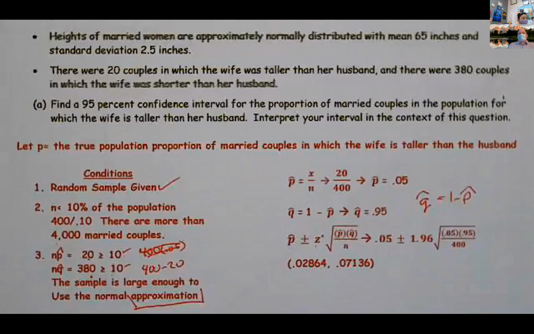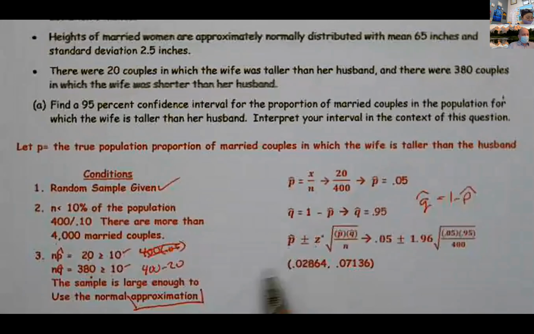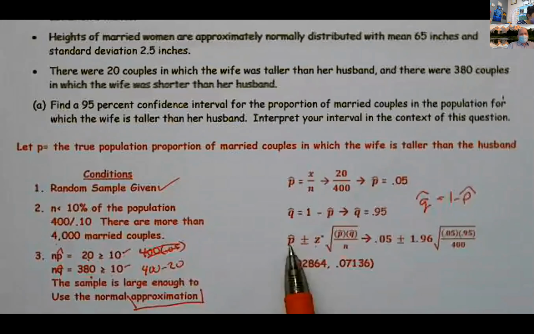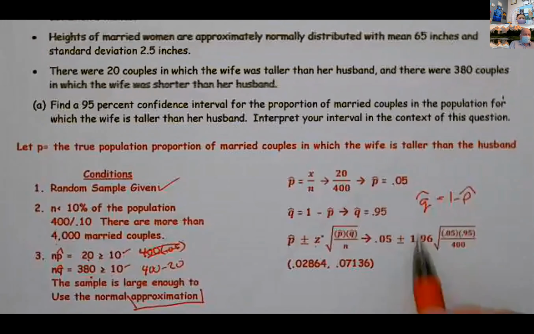But make sure you're saying approximate or reasonable or somewhat, okay? Though it's not normal, it's approximately normal. So now we have our equation and we've checked our conditions. And we know that p hat is basically 20 over 400, or 0.05, so we can plug that in. So we have 0.05 plus or minus, I'll come back to the z star in just a moment, the square root of 0.05 times 0.95 divided by our sample size of 400.